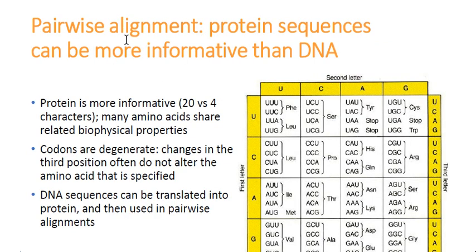Pairwise alignment of protein sequences can be more informative than DNA. With pairwise alignment of proteins we get a lot more information than from DNA sequence similarity searches. A protein is more informative. Many amino acids share relative biophysical properties. The codons are degenerate: change in the third position often does not alter the amino acid that is specified. DNA sequence can be translated into protein and then used in pairwise alignment.